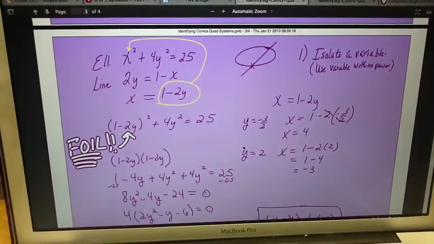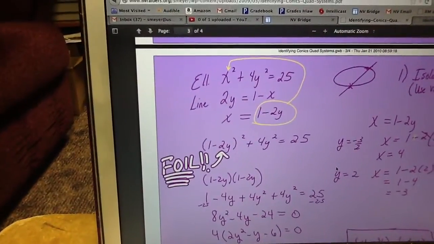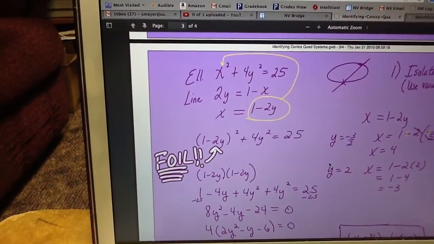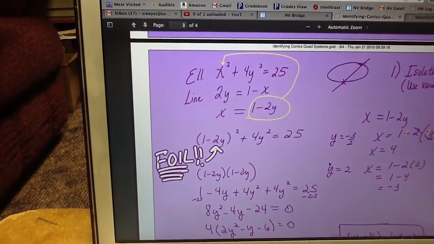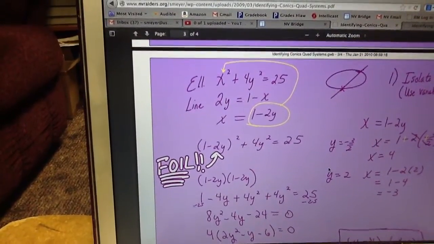Okay, round 2, rapid fire substitution. You notice in this problem, the top equation has squares on the variables, the bottom equation does not. So therefore we're, in this case, looking for where an ellipse and a line intersect. You can't do elimination because the powers are not the same.